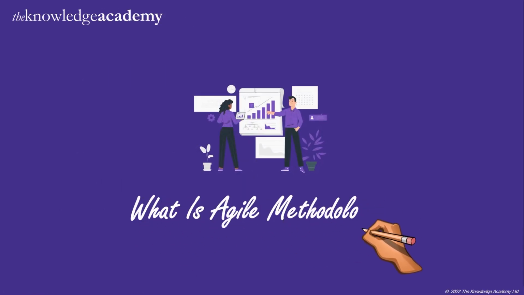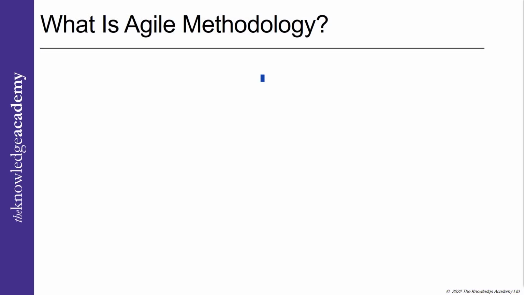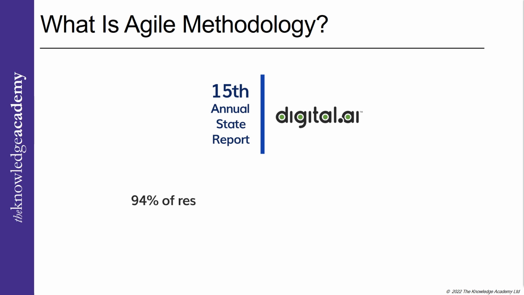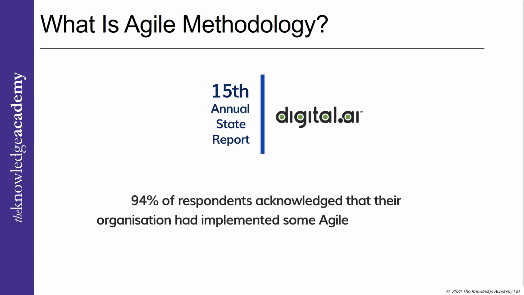What is Agile Methodology? According to the 15th Annual State Report by Digital.ai, 94% of the respondents acknowledged that their organization had implemented some Agile methodology. It's no wonder teams must employ the right Agile tools to maximize their project progress.